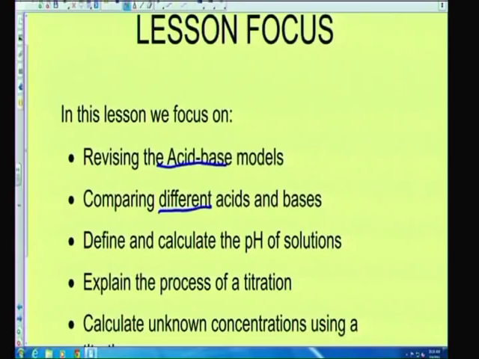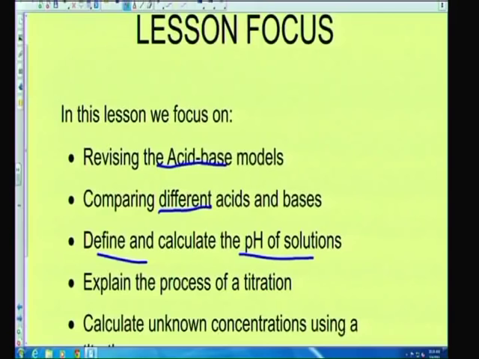We'll also define and calculate the pH of solutions. Now, pH is something that we haven't done in too much detail previously. We're going to be doing a lot more on pH to not only recognize that it's a scale to measure and to classify, but to actually calculate as well. We'll be able to do that by the end of the session.